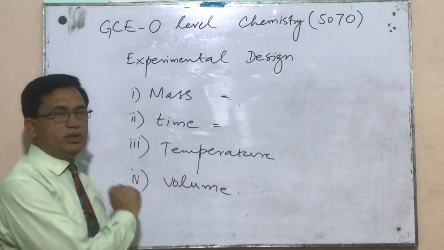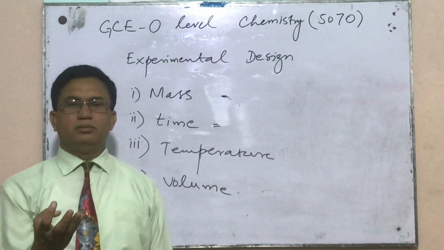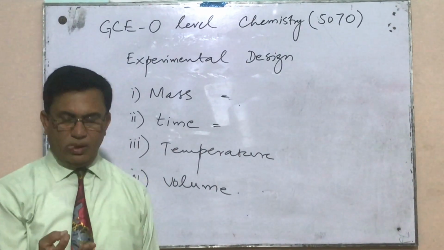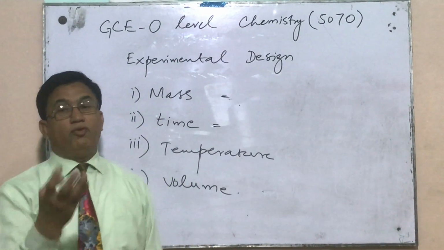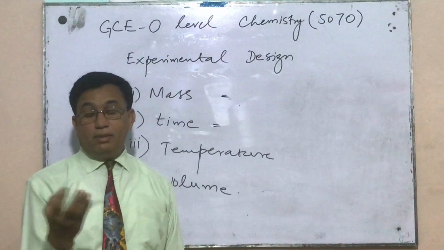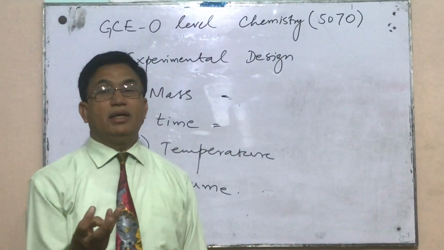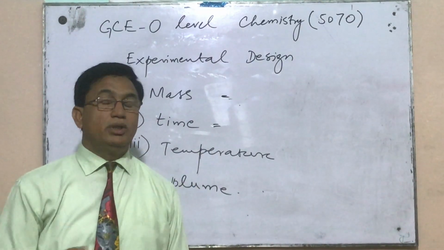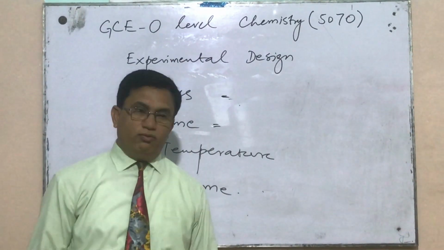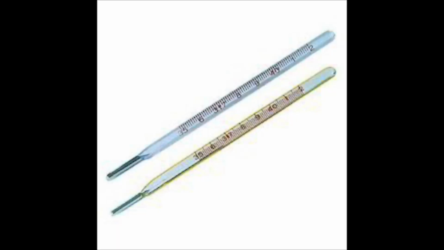Next is temperature. The temperature is measured by a glass thermometer. The glass thermometers normally available in the market are of two types. One is called a mercury thermometer and the second is an alcohol thermometer. Alcohol is also used instead of mercury, which on expansion can show the temperature of a certain area.